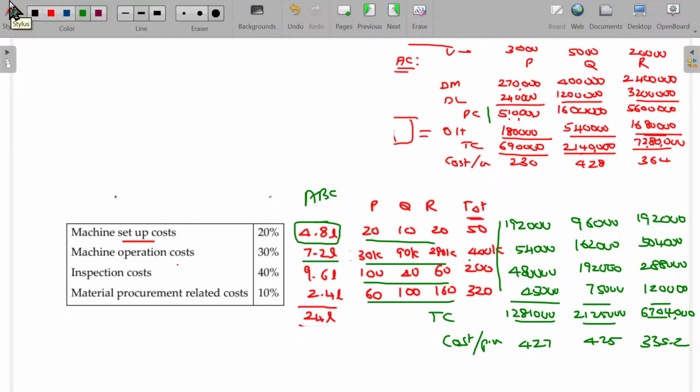Because of the traditional costing, we charged a very lesser amount. Somebody has eaten, P has eaten, but somebody else has paid the bill. Like only 230 we recovered from P, but he has really consumed 427 rupees worth of the company's resources. You have to be double cautious. So we have to charge him more in the coming years.